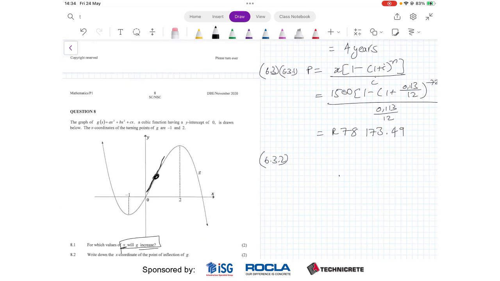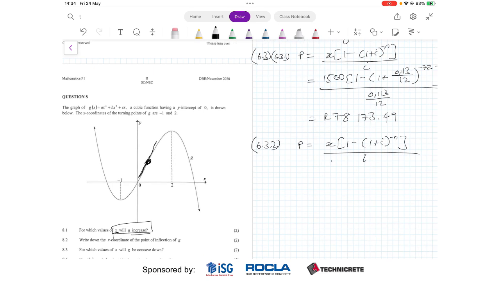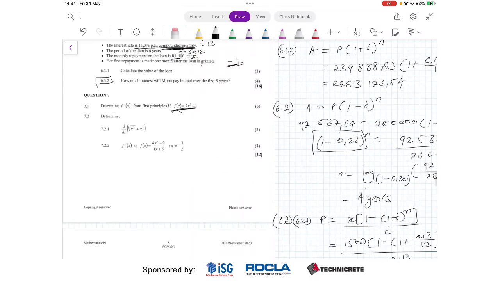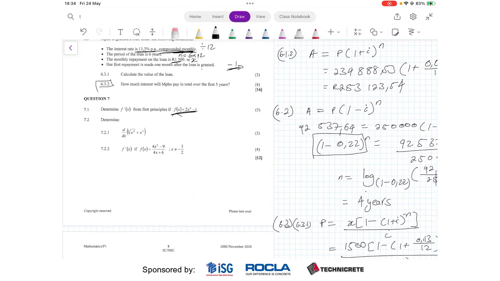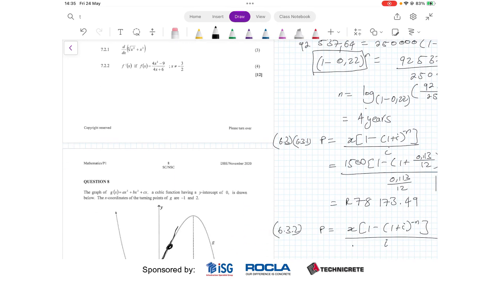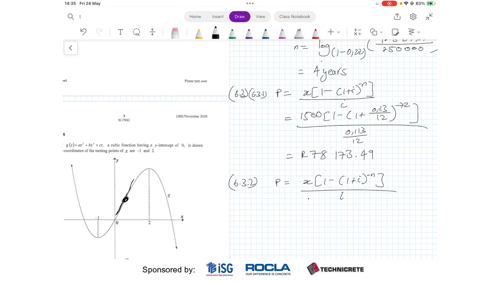So we're going to start out with the present value formula, which tells us that the present value is equal to x into 1 minus 1 plus i to the power minus n, over i, right? So we know what x is. X is 1,500 rand. The interest rate is 0.113 divided by 12. And we know what n is, right? In this case, we were told that the period of the loan is 6 years, but we are looking for how much interest Mpho will pay in total over the first 5 years.